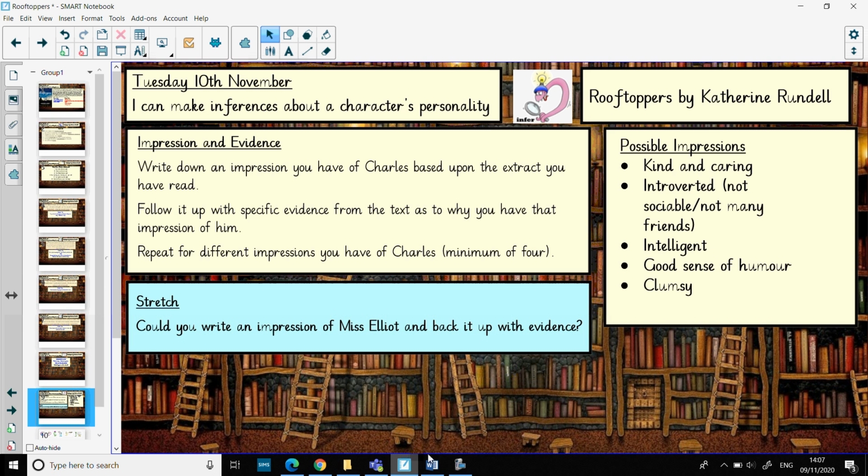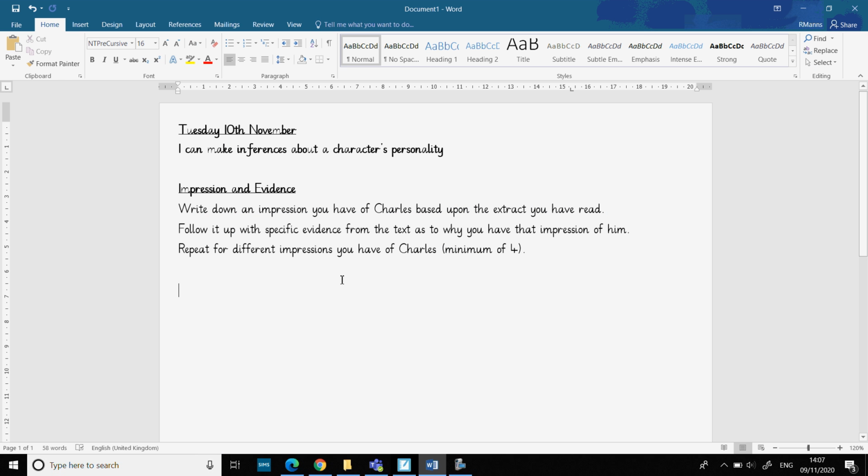So your task is to write down an impression you have of Charles, and then back it up with evidence. I'm going to do an example for Charles. I'll give you an example to start off with. So you need to do this and maybe 3 more. This is my waggle that you can follow as an idea, and you can use some of these ideas for your own.